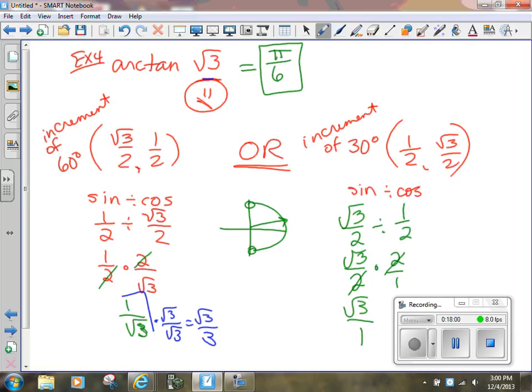Never thought about that one. Them being reciprocals of each other. Still, it's something that I have to remember, I have to think about. I just did the math, so I don't have to think about the math. What's the answer? The answer's up here. Pi over 6. Oh, so it was root 3 over 1. Root 3 over 1 is root 3, right?